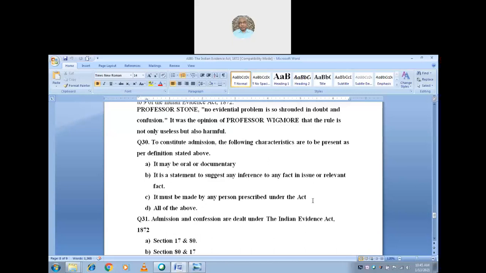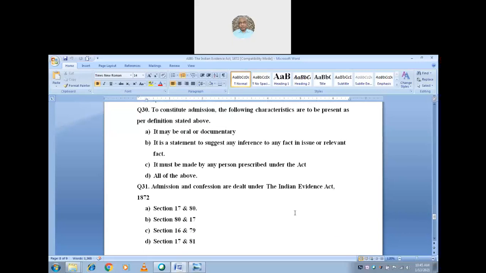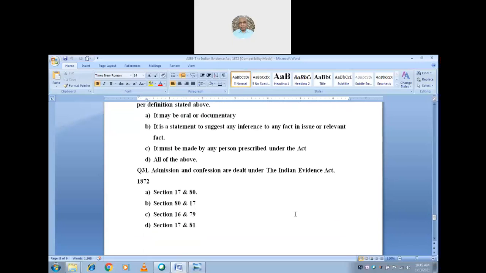Now the next question: admissions and confessions are dealt with under the Indian Evidence Act. Is it true or false? The answer is true. Admissions and confessions are dealt with under the Indian Evidence Act 1872. Can you tell me which sections respectively deal with admissions and confessions? Sir, admissions are Sections 13 to 31, and confessions are Sections 24 to 30.